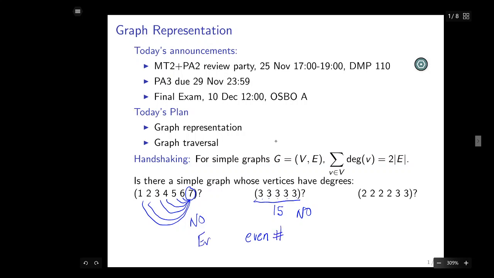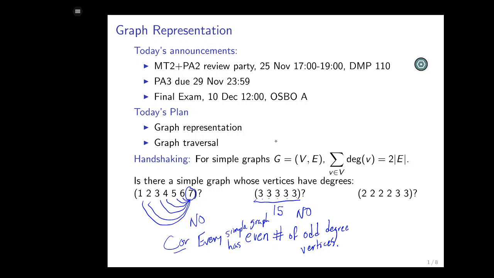So every simple graph has an even number of odd degree vertices. That's the corollary from last time, the corollary to the handshaking theorem. It's nice to see why it's a corollary: it follows directly from the handshaking theorem. If you sum up the degrees in a graph, and there's an odd number of odd degree vertices, you're going to get an odd number. That's not possible according to the handshaking theorem.